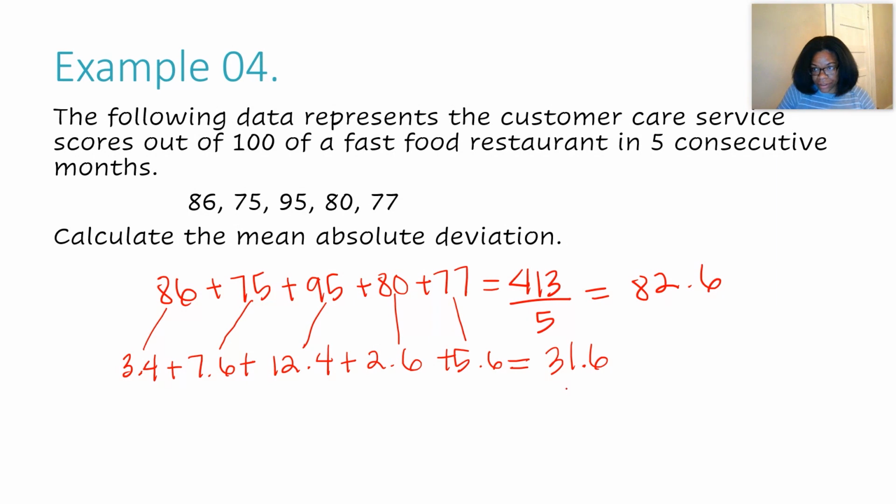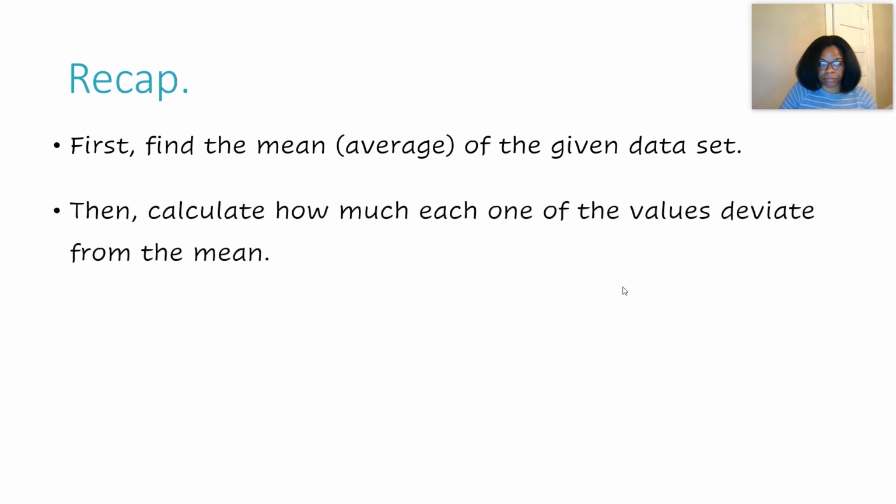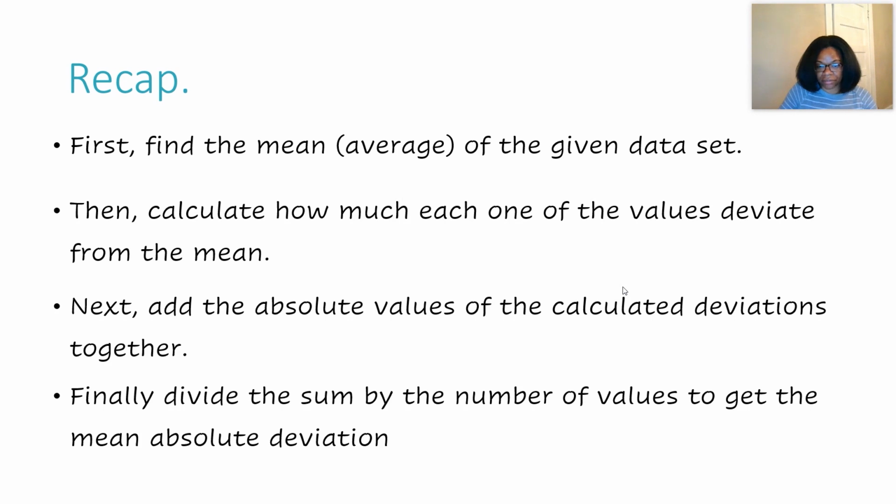When I add all of those numbers up, I get 31.6, and then I divide that by 5 and get 6.32. 6.32 is my mean absolute deviation for example number 4. Now, let's take a recap. First, you're going to find the mean or the average of the given data set when you're calculating the MAD. Then you're going to calculate how much each one of those values deviates from the mean. Next, add the absolute values of the calculated deviations together. And finally, you're going to divide the sum by the number of values to get the mean absolute deviation.